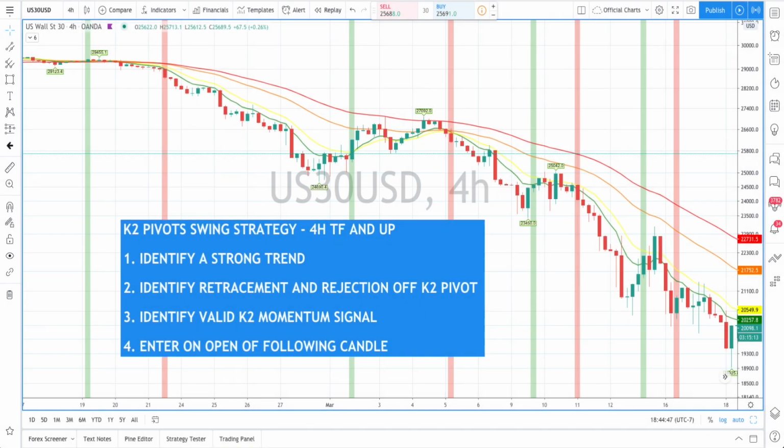Today I'm going to be going over the K2 pivot swing strategy, and this can be used on the 4-hour time frame and up. So first, you want to identify a strong trend. In order to do that, you just look at the K2 pivots and you make sure that they're pretty spread out like they are right here.